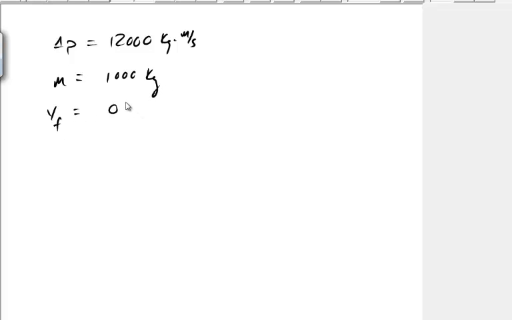We could do this a little bit. We could say, look, delta P is 12,000 kilogram meters per second. Let's go ahead and just say the mass of our car is 1,000 kilograms, and that the final speed of it is 0. How fast was it going? It's a perfectly reasonable thing to do. So the change in P is force times time. It's also mass times the change in the velocity.